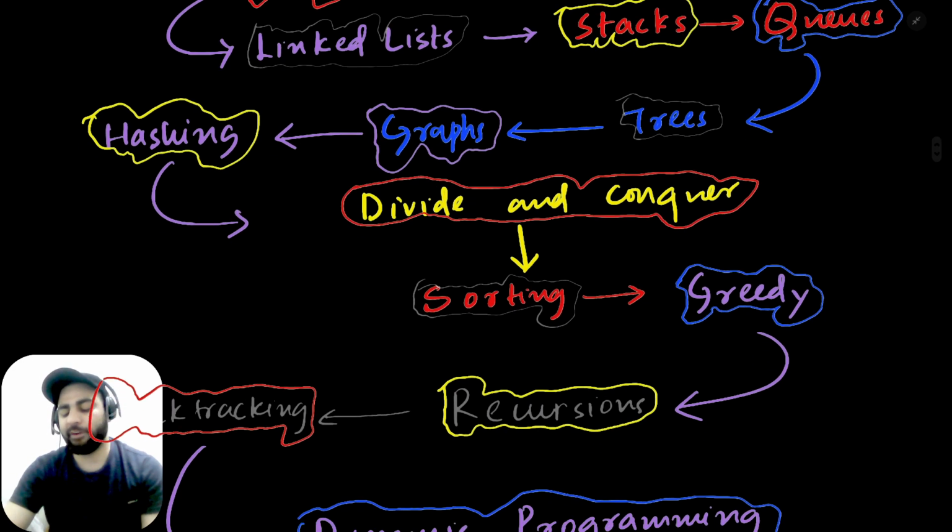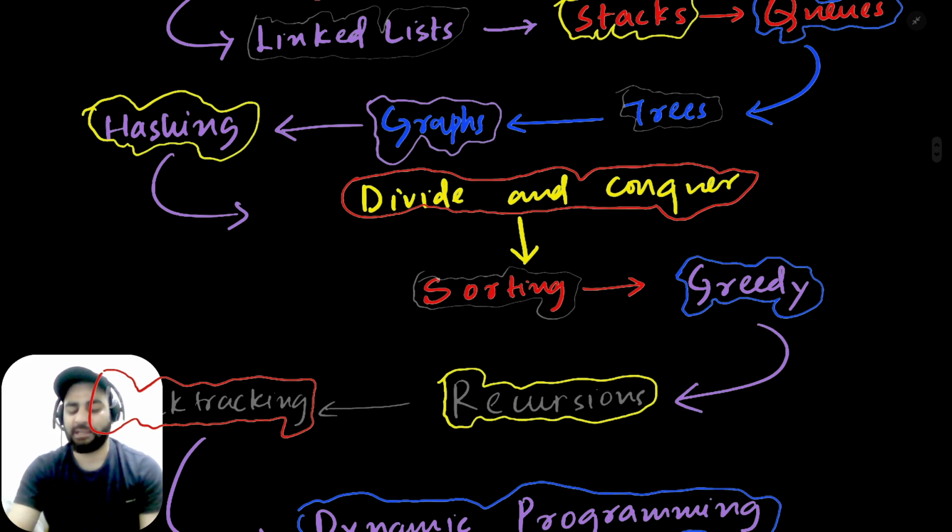The first algorithm type we'll study is divide and conquer algorithms. We'll divide something and we'll conquer it. There's a whole class of algorithms. There are a lot of algorithms. Binary search is a divide and conquer algorithm.